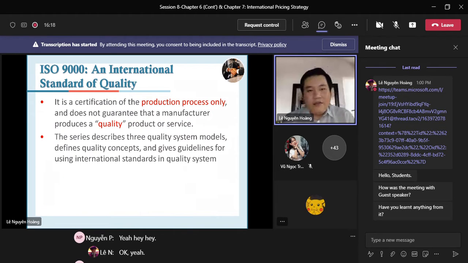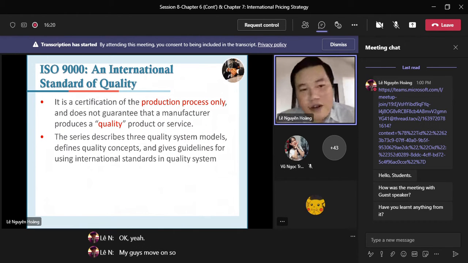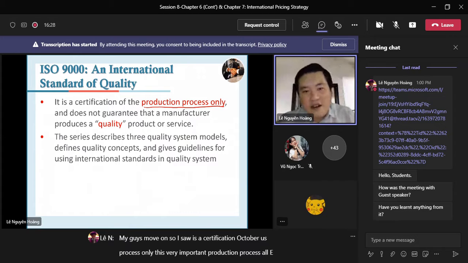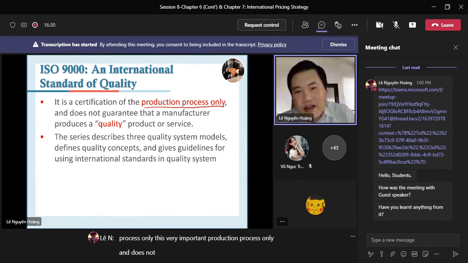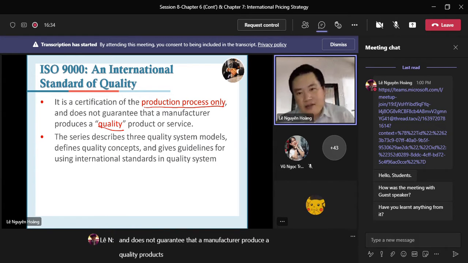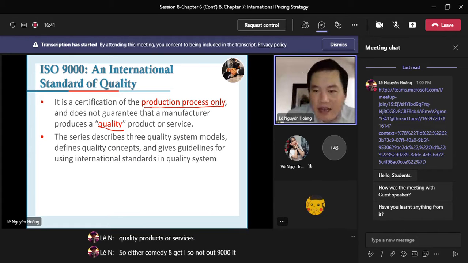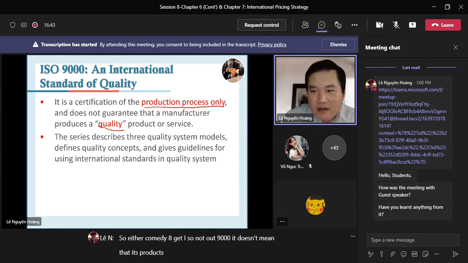Okay, so move on. ISO is a certification of the production process only. This is very important. Production process only, and does not guarantee that a manufacturer produces quality products or services. So if company A gets ISO 9000, it doesn't mean that its products meet a certain international quality standard. Is it clear, guys?